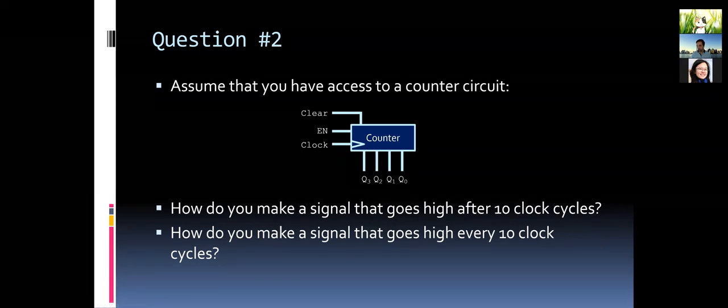So essentially, if you want to get 10, what you really want is 1, 0, 1, 0, right? That's the binary representation for 10. So you would want Q3 to be true, and Q1, and the other two being negated. And then you AND that, and that's your counter.